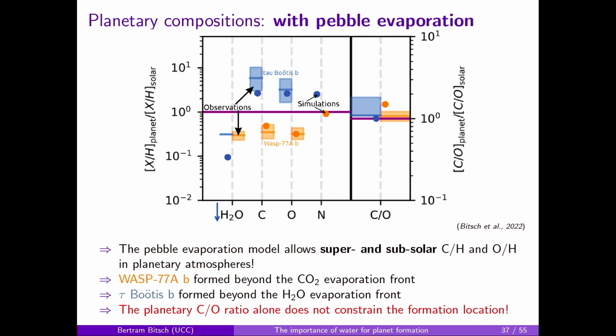I think it's very important to note that the C/O ratio alone would not tell you the story, because these two planets actually have a similar C/O ratio. If you would just look at the C/O ratio, it would imply that both of these planets formed in similar regions of the disk. But we can actually break this degeneracy by looking at carbon and oxygen separately.